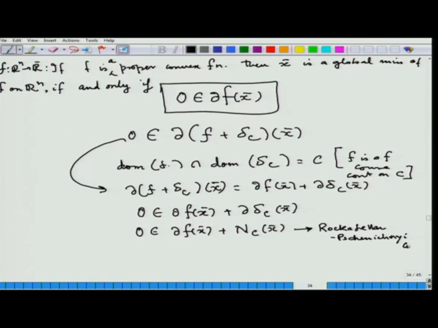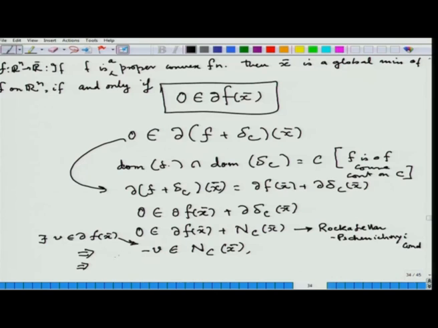Now, observe what I have from here. This implies that there must exist a v in del f x bar such that minus v must belong to the normal cone. So, this translates to something very simple, because there must be a v in del f x bar and w here such that v plus w is 0. So, minus v is equal to w, which also belongs to the normal cone. So, this is what we have.